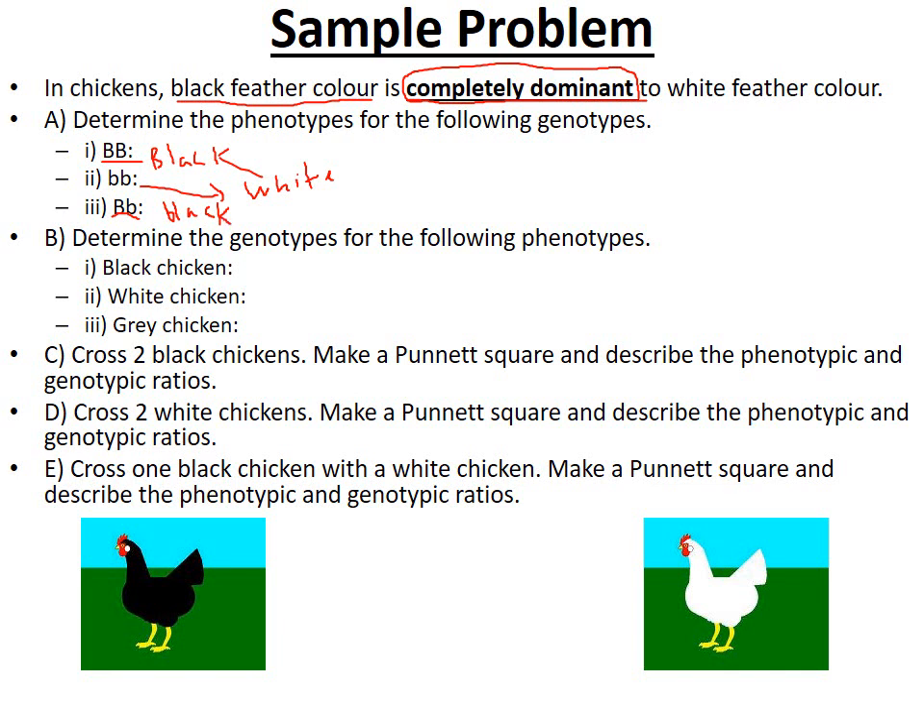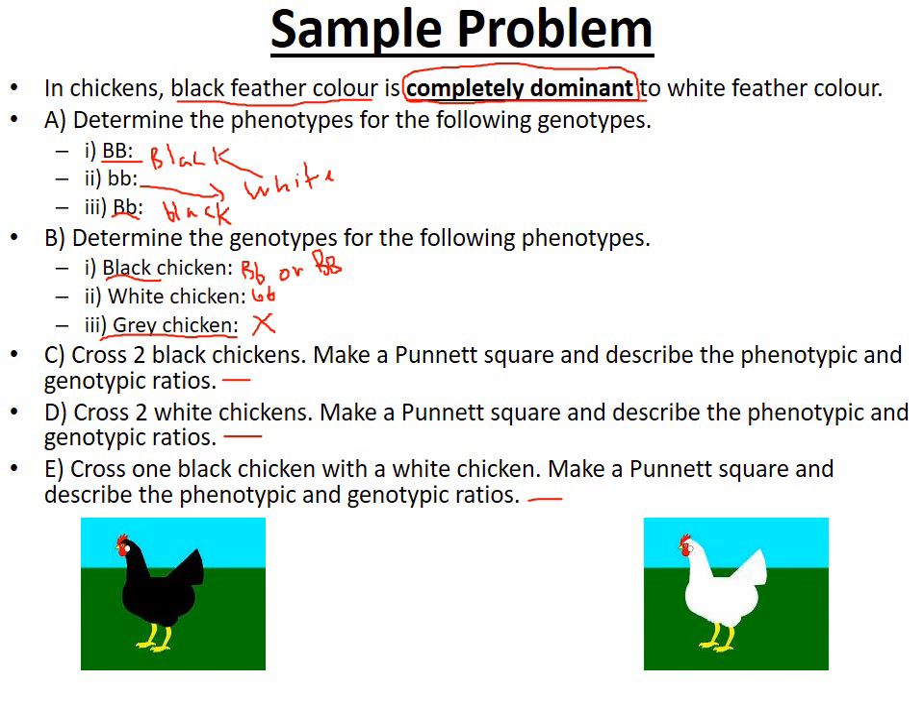Determine the genotypes of the following phenotypes. So if you have a black chicken, you know it's going to be big B, little b, or big B, big B. A white chicken, you know it's little b, little b. And this part here is kind of a trick question. Because it's complete dominance, you won't have a genotype that will give you a gray chicken. You can then do your regular crosses like you would normally and come up with your phenotypic and genotypic ratios.